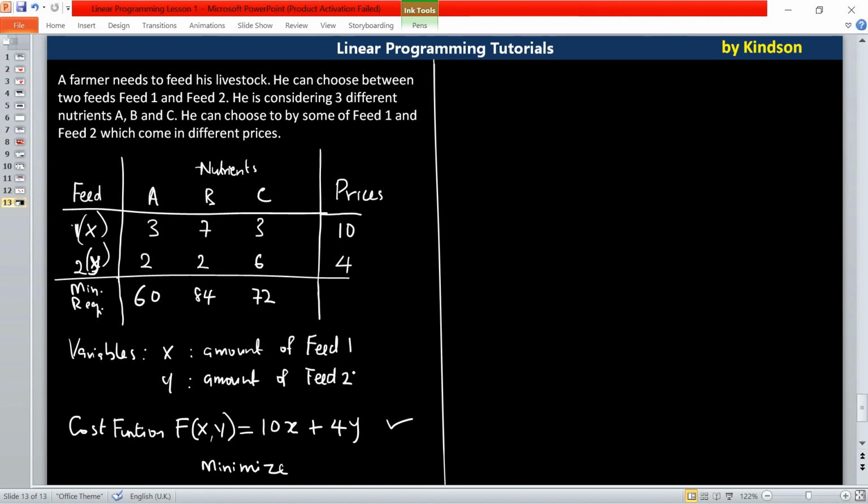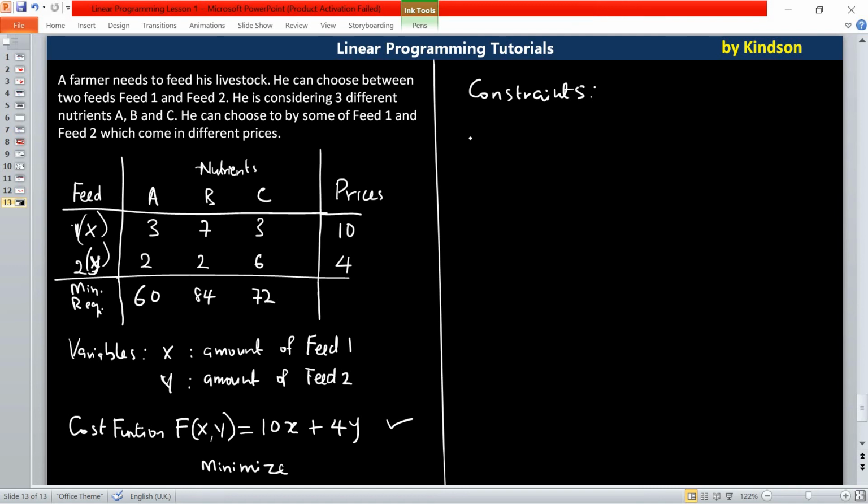I hope it's clear so far how to set up the table, how to determine the cost function from the table, and also how to choose your variables. All right. So the next thing we are going to do is to determine the constraints. How do we determine the constraints? The constraint comes from the minimum daily requirements.